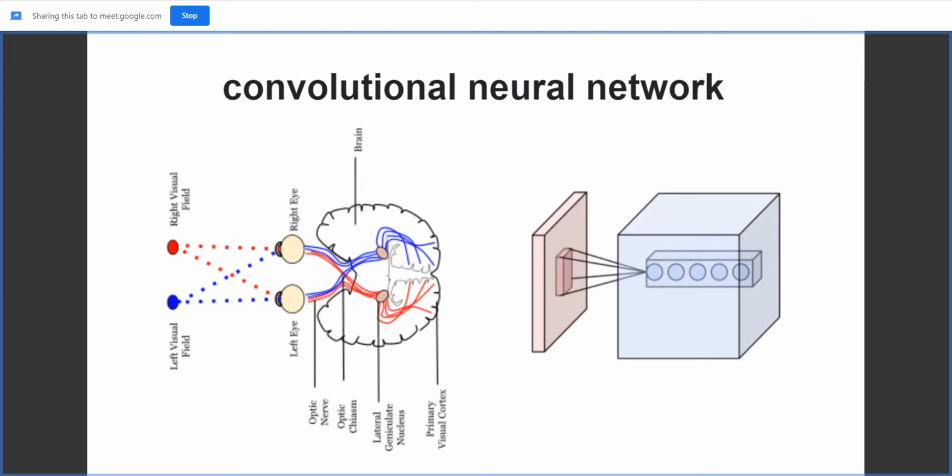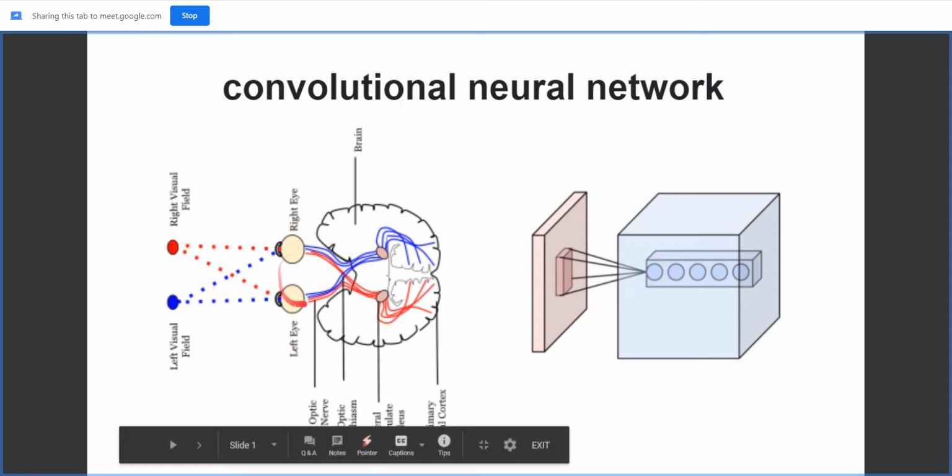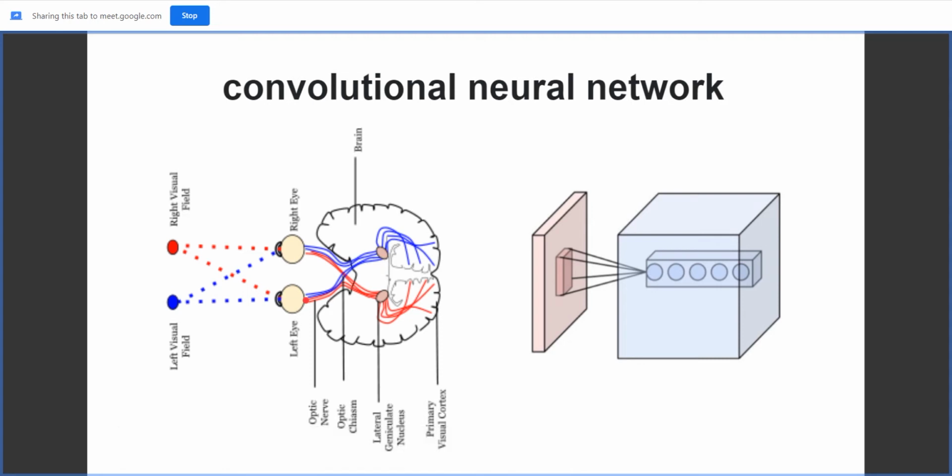Individual cortical neurons respond to stimuli only in a restricted region of the visual field known as the receptive field. You can see it on the slides. The receptive fields of different neurons partially overlap such that they cover the entire visual field.